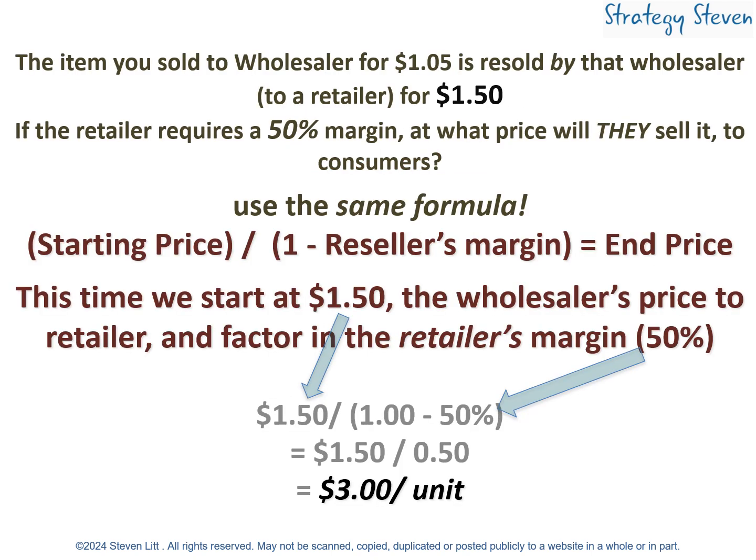Now let's think about that. If the wholesaler is selling it for $1.50, how much margin does the retailer make? Say your research and your networking says they'll mark it up by 50%. In other words, their margin is 50%. Your starting price here is going to be $1.50. Take 1 minus the retailer's margin, or 50%, and you end up with $1.50 divided by 0.5, or $3 per unit.